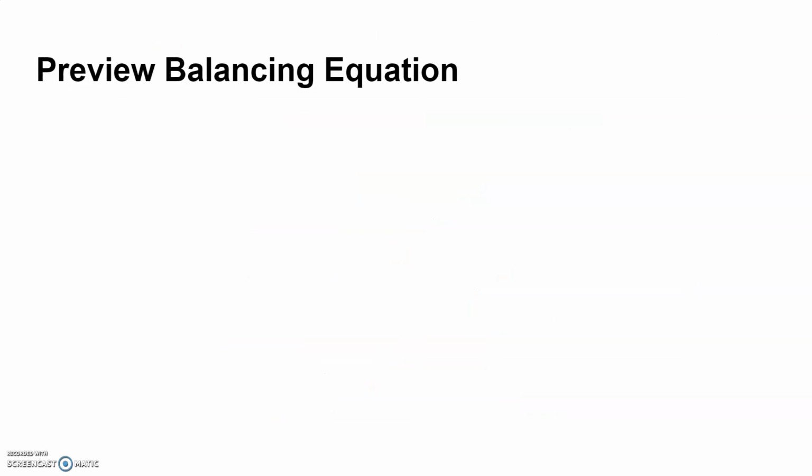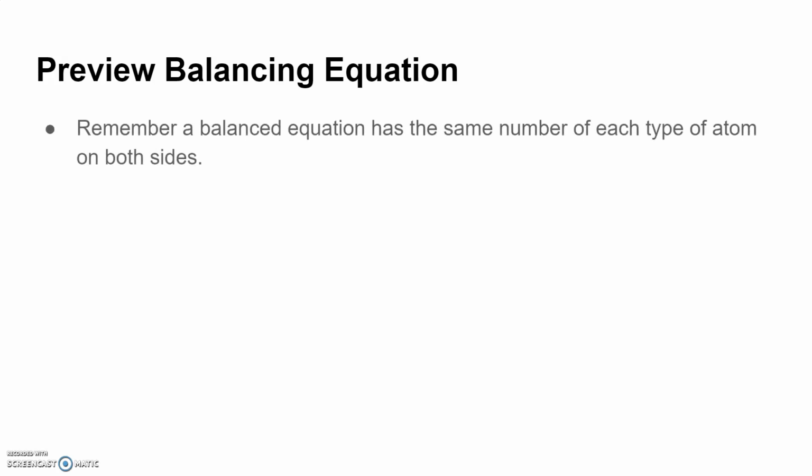Okay, now that we've reviewed the difference between coefficients and subscripts, we're going to preview balancing chemical equations. Remember, a balanced chemical equation has the same number of each type of atom on both sides of the arrow. So let's take a look at this equation and see if it's balanced.